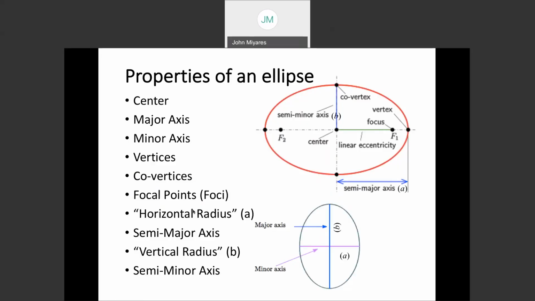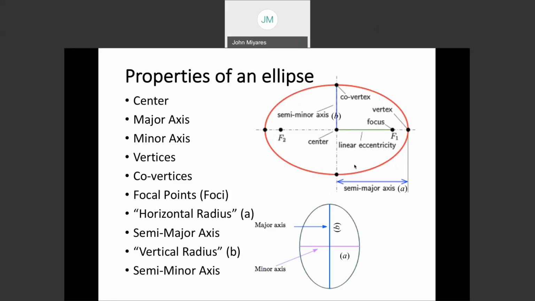The first term I'm going to introduce here is something called the horizontal radius. The idea is that it is the length of the segment which runs horizontally from the center to the outside of the ellipse, either directly to the right or directly to the left. Similarly, the vertical radius is a segment which will run from the center point vertically to the outside of the ellipse, either straight up or straight down. In both of these figures, I have them labeled with a value A being the horizontal radius and B being the vertical radius. Now, other books will refer to these lengths as the semi-major axis and the semi-minor axis.